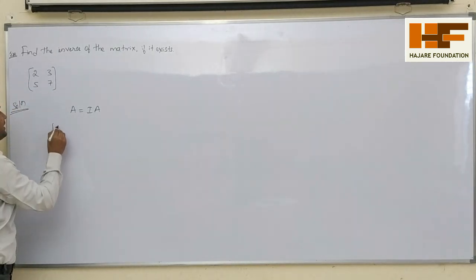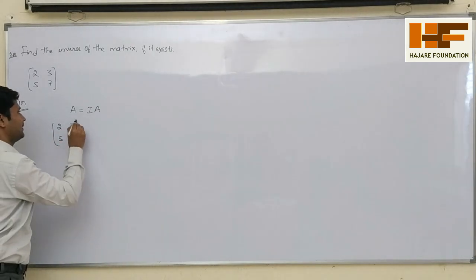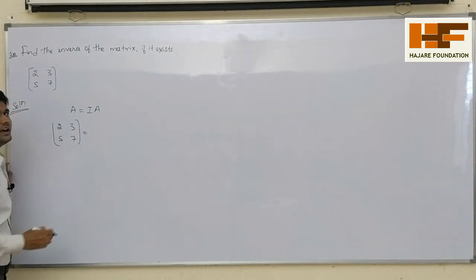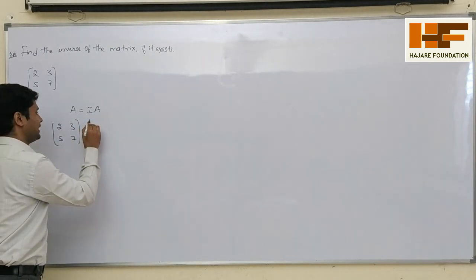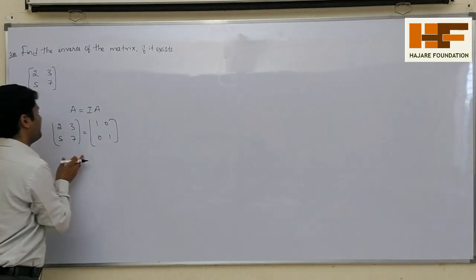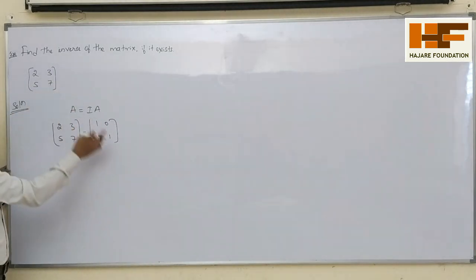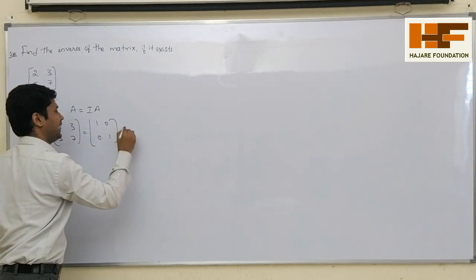Write the matrix [2, 3; 5, 7] equal to the identity matrix of order 2 by 2, I. I am considering a 2 by 2 identity matrix because a 2 by 2 matrix is given in the example. Next I am writing A as it is.